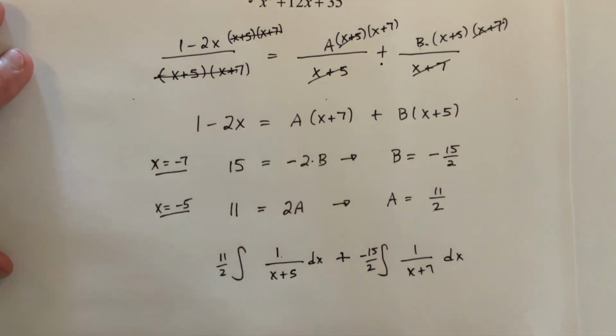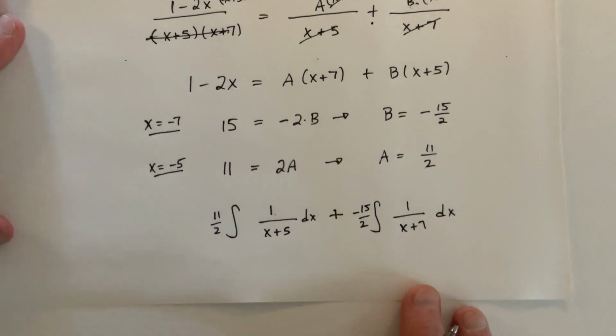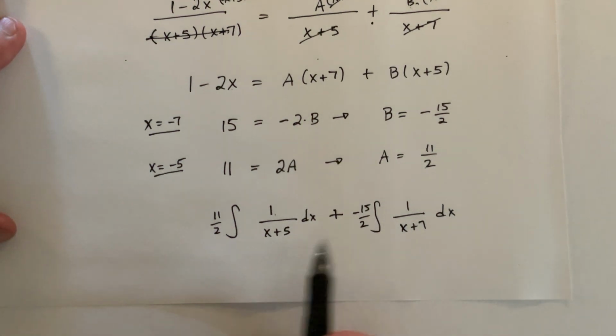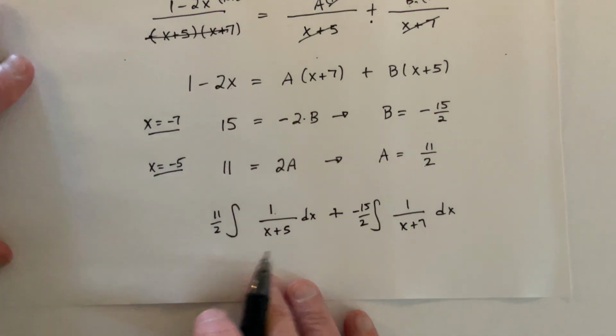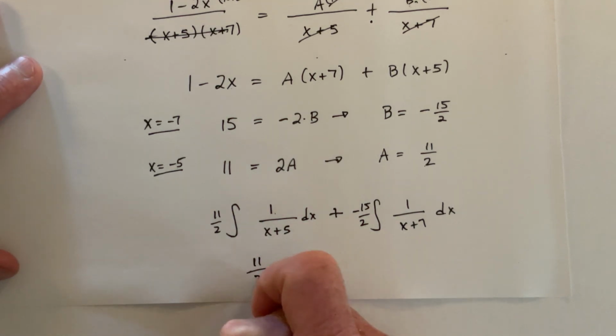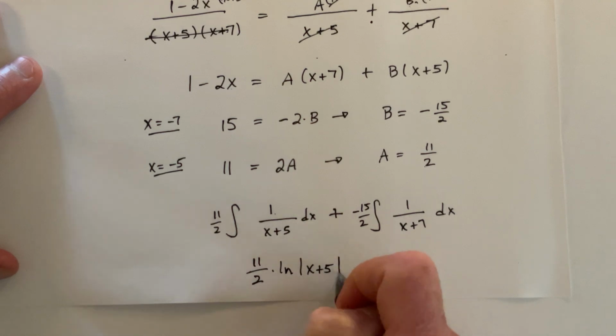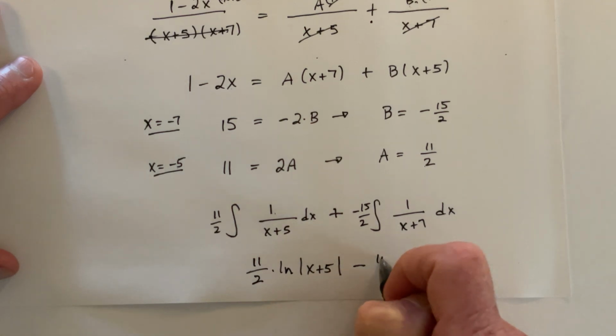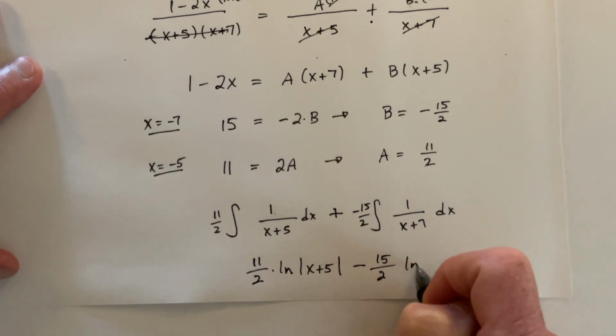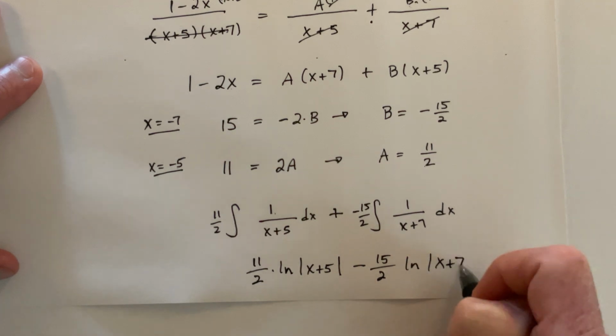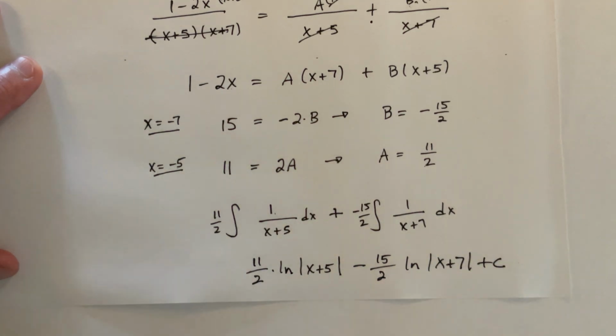And now that we've done the hard work, the last part is simple. That's just natural log, and that's just natural log. So the final answer is 11 over 2, and then natural log of x plus 5, and then minus 15 over 2, and natural log of x plus 7, and then don't forget the plus c.